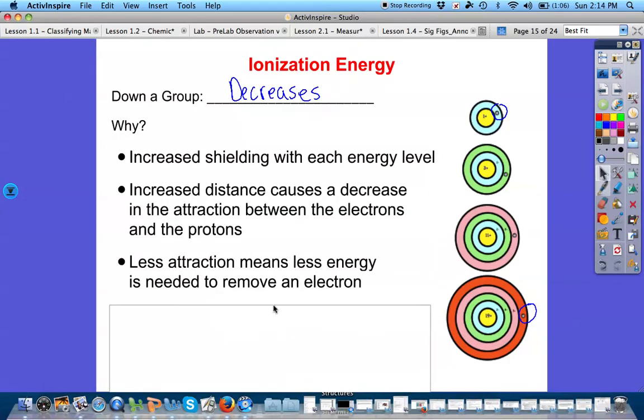So why does the ionization energy decrease as you go down a group? Increased shielding with each new energy level. That increased distance causes a decrease in attraction between the electrons and protons. And less attraction means less energy is needed to remove an electron.